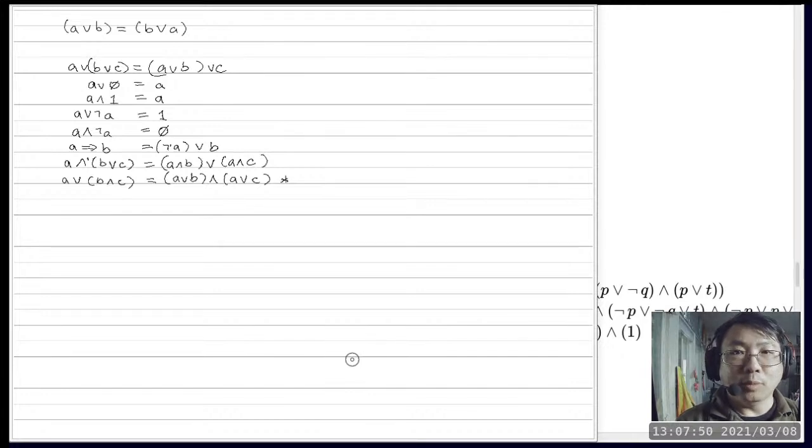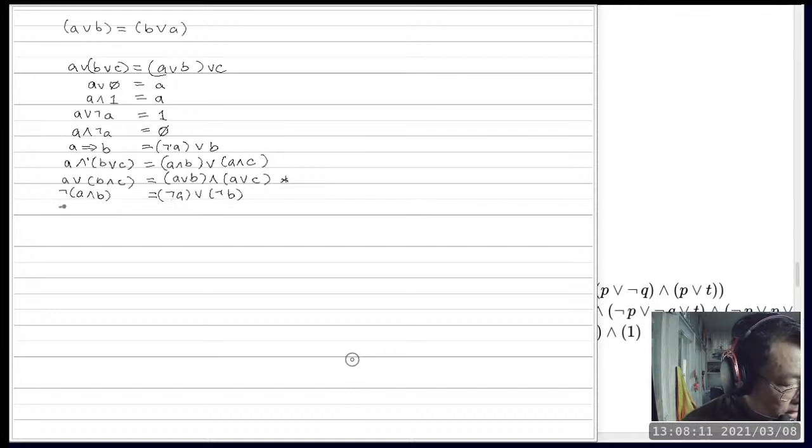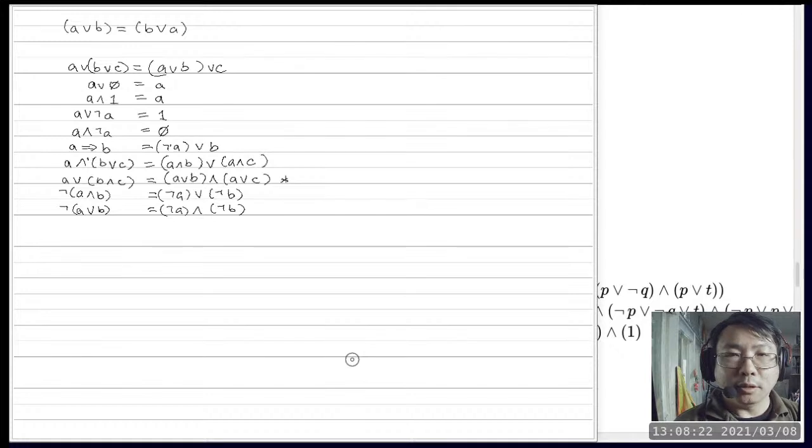Let's talk about De Morgan's law. There are two De Morgan's laws. One way to look at De Morgan's law is as the distribution of negation. If you have the negation of A and B, it is the same thing as not A or not B. It also works the other way around. If you have the negation of A or B, it is the same thing as not A and not B.